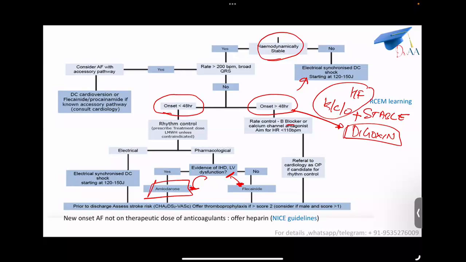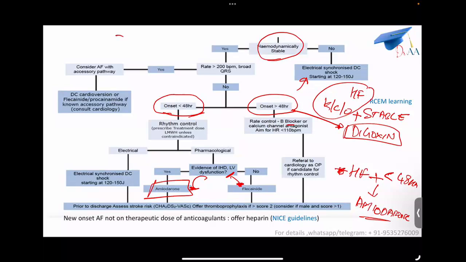If LV dysfunction, we will give amiodarone. If heart failure, we will go for digoxin. LV dysfunction, for example, heart failure, he's stable. Okay, we're talking about stable patients here. Heart failure plus he has presented less than 48 hours, then we give amiodarone, because we want to cardiovert this patient. Cardioversion is always preferred over rate control in less than 48 hours old.